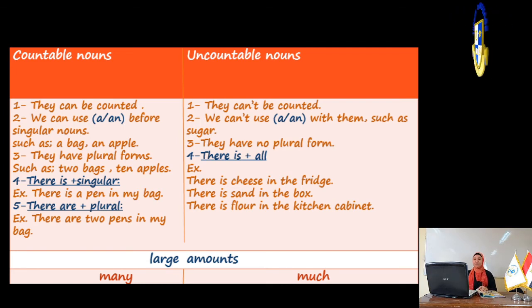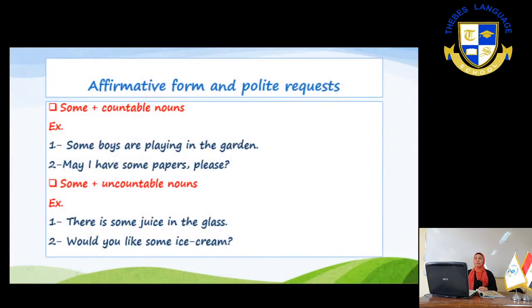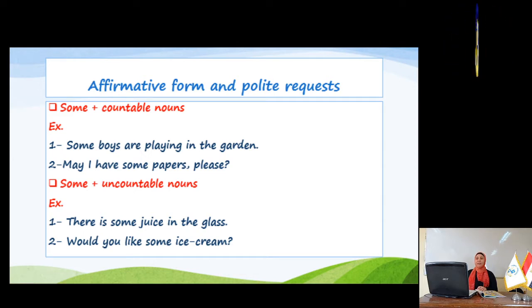Okay, next slide. Of course, we have the affirmative form for the countable and the uncountable nouns, and we use some in the affirmative form and polite requests. Some plus uncountable nouns, like this. Some boys are playing in the garden. Some boys are playing in the garden, okay?